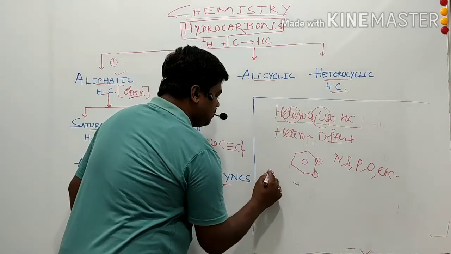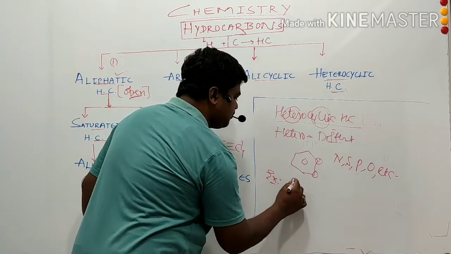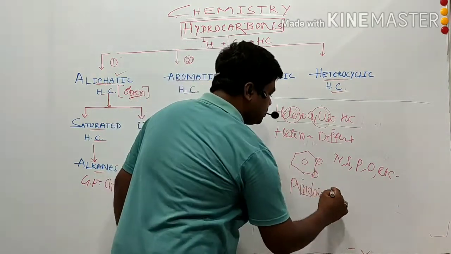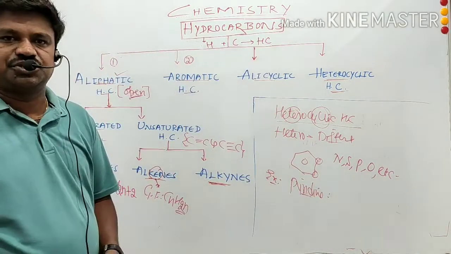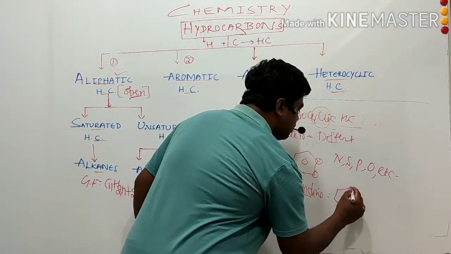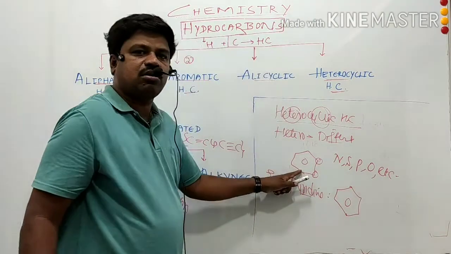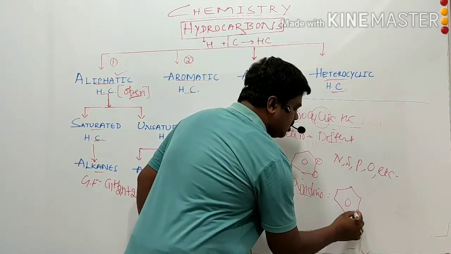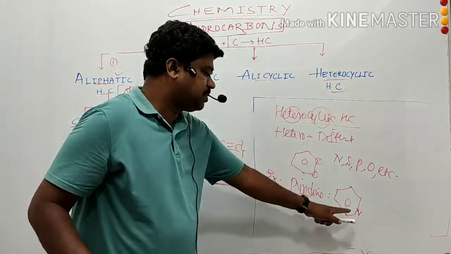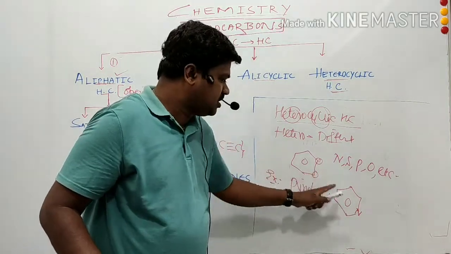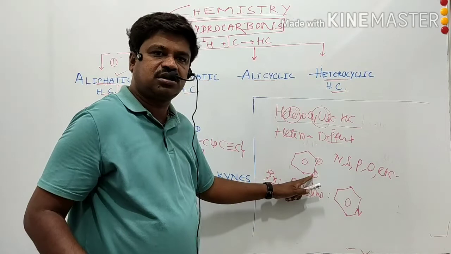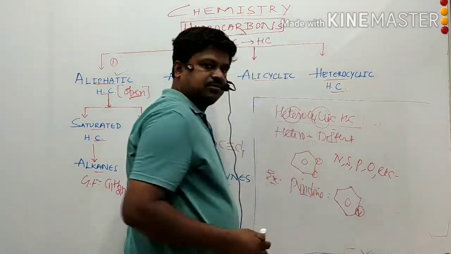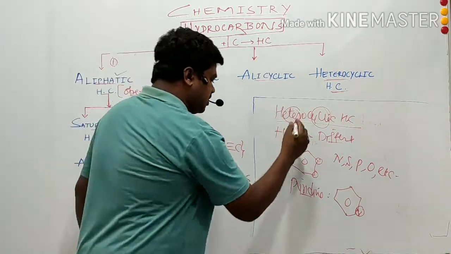If you see examples, for example, first one, pyridine. The pyridine structure is similar to the benzene structure, but what is the difference? In benzene, all the corners contain carbon atoms, but here in pyridine, one of the corners has a carbon atom replaced by a nitrogen atom. That's why there is a small difference. Here all the corners contain carbon. Here nitrogen is there. That's why here nitrogen is different. So those are called heterocyclic.